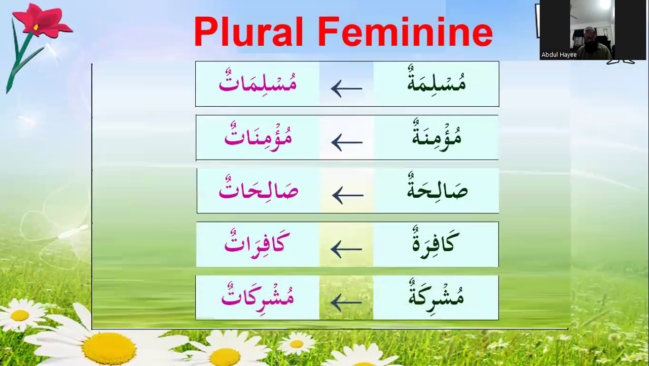Next slide. Now we go to plural, but in feminine. For plural feminine, what you are supposed to do is to remove the ta'u marbuta and change it with alif ta. So muslimatun, we change to muslimatun. So because of that alif ta, there has to be a small mad tabi'i. Muslimatun.